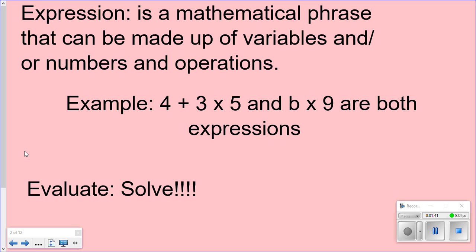Evaluate is one of the words that a lot of people don't know what it means. It just means to solve something. So if you see the directions and it says evaluate, it means to solve it. Solve.